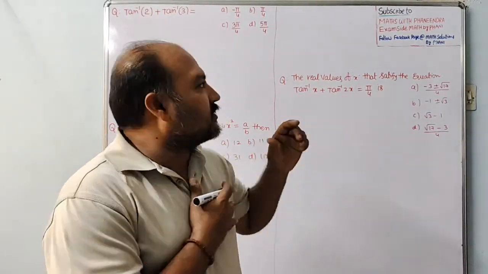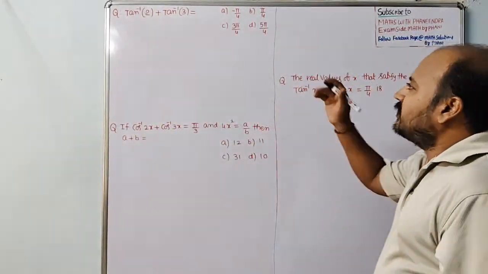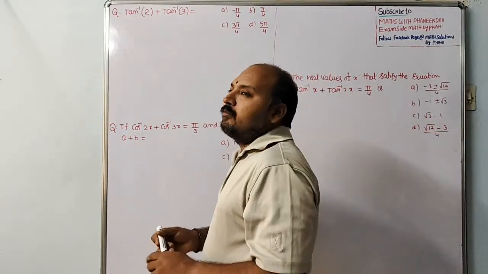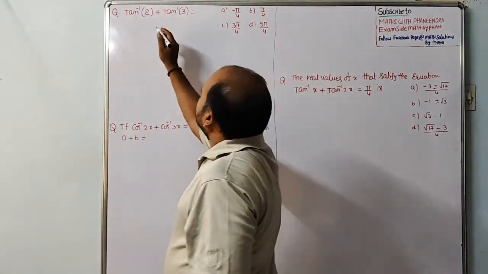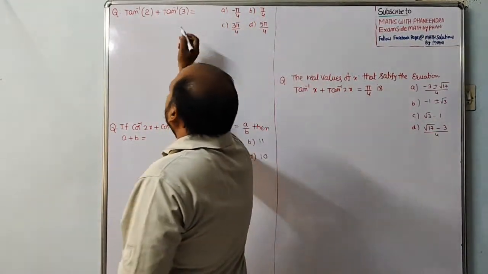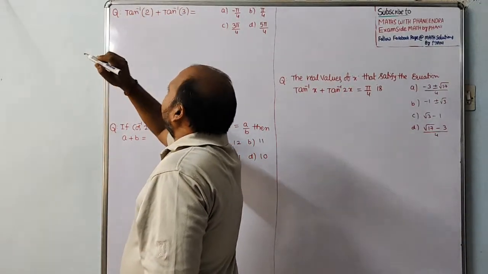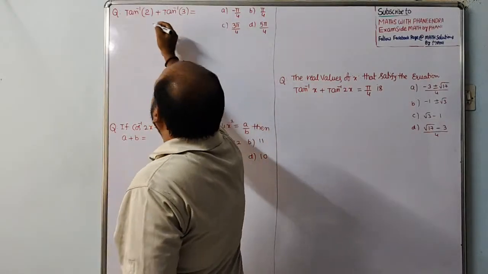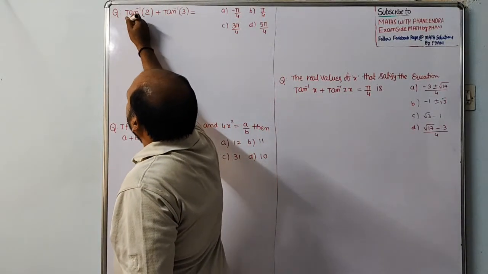In this video, we are discussing inverse trigonometry questions. Let us have a discussion. The first question: tan inverse 2 plus tan inverse 3 equals to, and these are the options provided. Here you understand that 2 into 3. See here, we know the tan inverse x plus tan inverse y formula now.